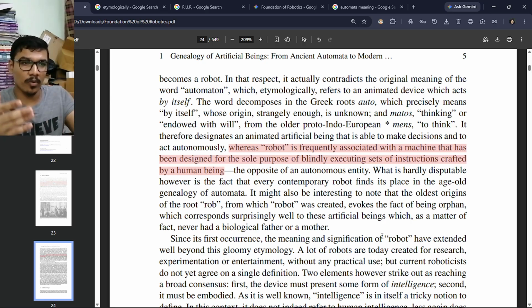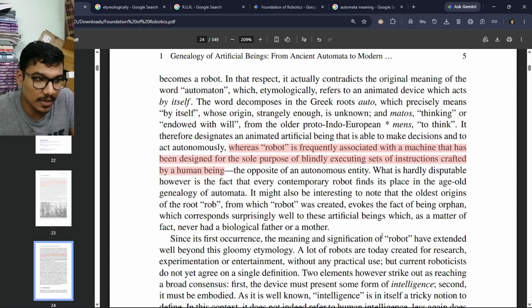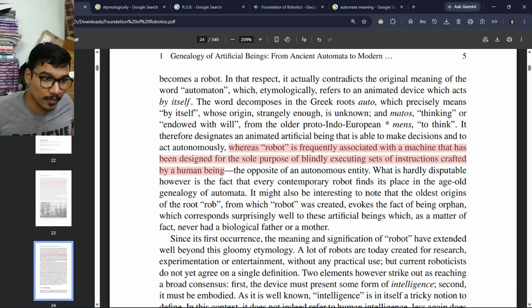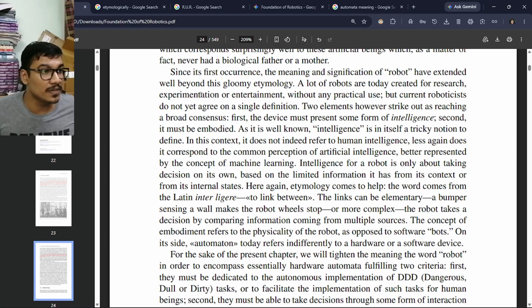As far as I'm considering what the book is trying to say, the opposite is hardly describable. However, every contrary robot finds its place in the old genealogy of automata. It might also be interesting to note that the oldest origins of the root from which the word robot was created evoke the idea of being an orphan, which corresponds surprisingly well to these artificial beings, who never had a biological father or mother since its first occurrence. The meaning and significance of robot has then developed.